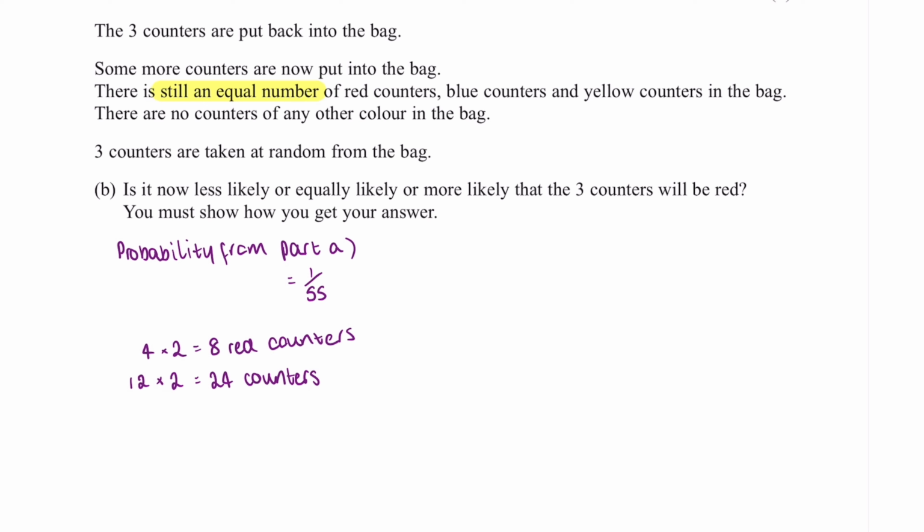So if there are 8 red counters in total out of 24 counters, then as before we're going to want to assume that we took out a red counter, so therefore minus 1 off both the numerator and the denominator. So we're going to want to multiply 8 over 24 by 7 over 23. And we've taken 3 counters out of the bag. So again we're going to want to assume that we've taken 2 red counters out of the bag and multiply this by 6 over 22. And this gives us an answer of 7 over 253.